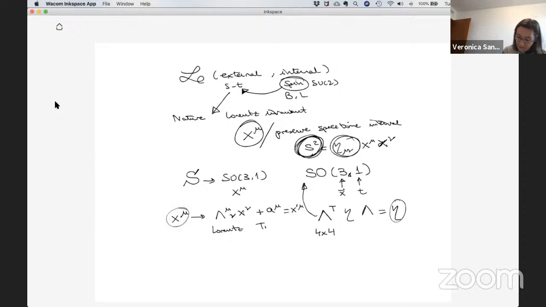Okay, so those are translations. So the kind of transformations of space-time that we want to consider are Lorentz transformations and also translations. And we want to see how under these transformations we can write actions that are invariant under this group.